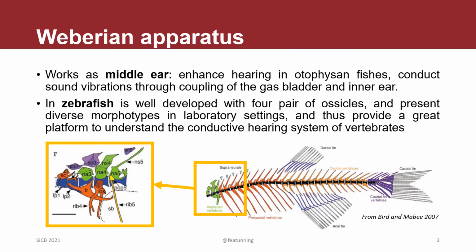The Weberian apparatus works as the middle ear in the zebrafish conductive hearing system. It enhances hearing in otophysan fishes and conducts sound vibrations through coupling of the gas bladder and inner ear. In zebrafish, it is well developed with 4 pairs of ossicles and presents diverse morphotypes in laboratory settings, and thus provides a great platform to understand the conductive hearing system of vertebrates.